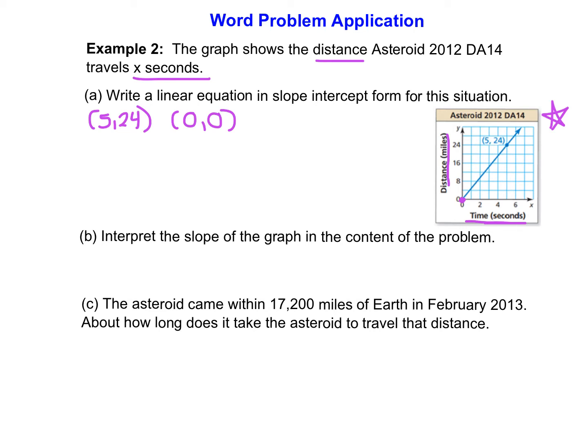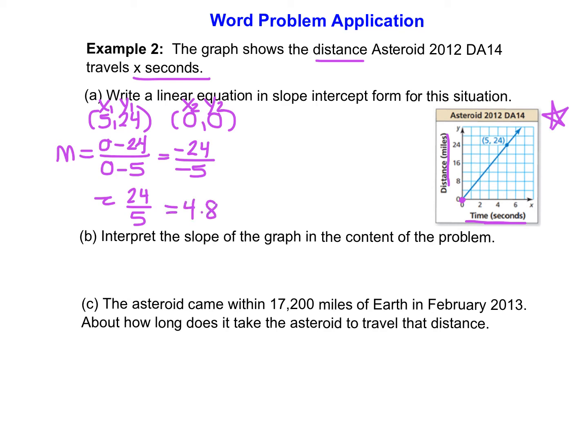So what we can do from here is we can write this equation by finding the slope to begin with. So remember, we have x1, y1, x2, y2, and we take 0 minus 24 over 0 minus 5. So we have negative 24 over negative 5, which can simplify because we have negative over negative to be 24 over 5, or you can utilize your calculator here to divide that out. So 24 over 5 is about 4.8.